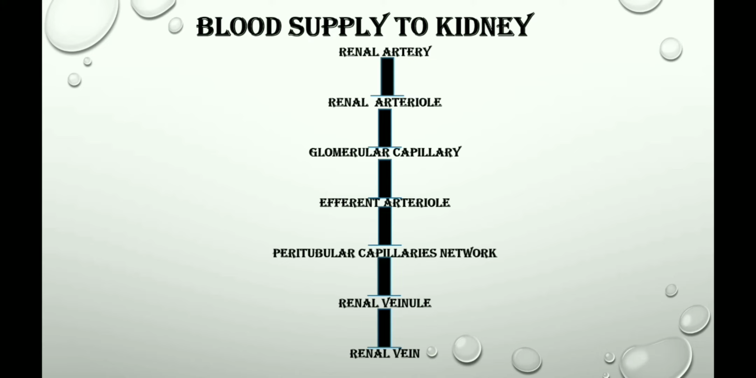Now from the peritubular capillaries, the blood enters inside the renal venule. That means these capillaries unite to form venules. From the renal venule, the blood enters into the renal vein, and the renal vein takes blood out from the kidney. So blood always enters the kidney through the renal artery and exits through the renal vein.